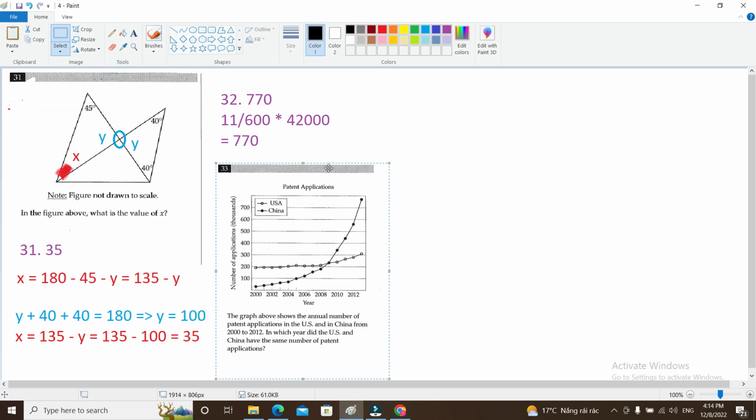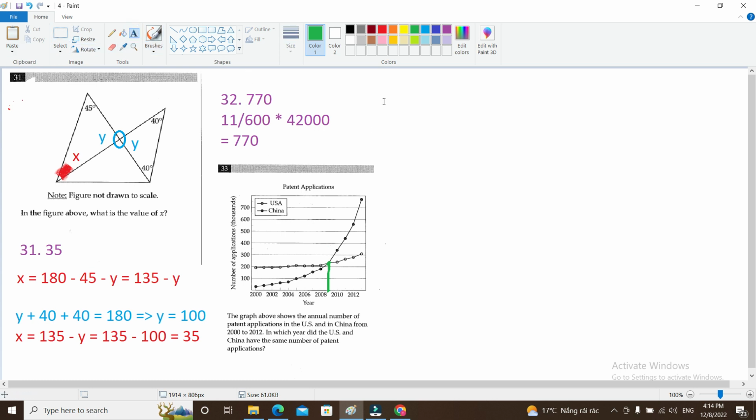So they ask in which year did the US and China have the same number of patent applications? So you can see the mutual number of patent applications is actually the intersection of these two graphs. So it is at this point, right? This intersection point, okay? And this intersection point is lying between 2008 and 2010, right? So we have to find out the year of the intersection point.